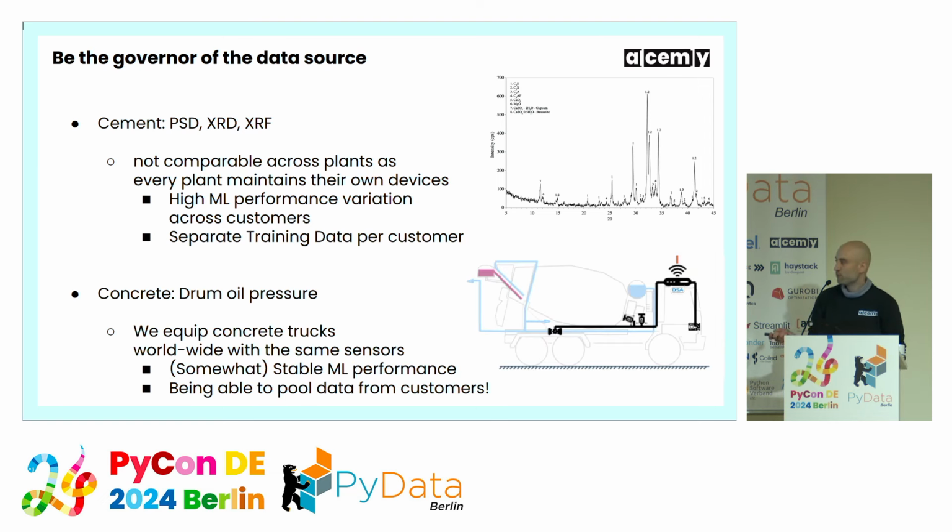The good thing is we have a second product where we also do stuff in concrete, and there we equip trucks with sensors, not our own sensors, but we buy them, and all of the trucks get the same sensors, so there you can pool data. So if you start a machine learning company, and you want to save yourself some headache, try to be the governor of your own data, right? Because running on customer data is really, really hard.